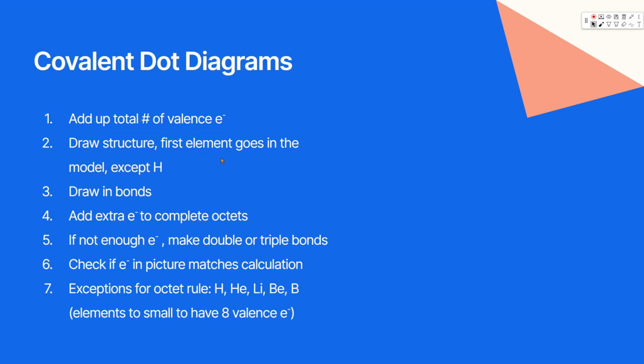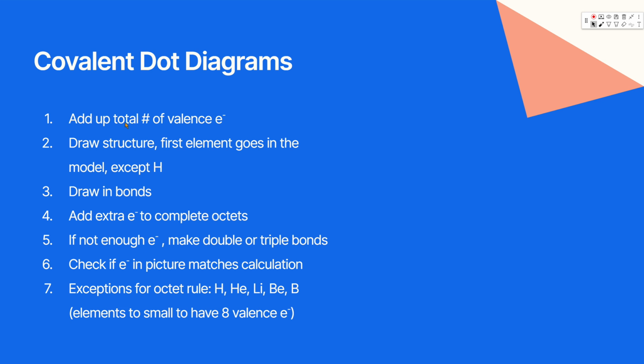Covalent dot diagrams can be drawn with a very few simple steps. First, you add up the total number of valence electrons in the given elements of your molecule. Then, you draw the structure, where the first element of the molecule goes in the center of the model, except for hydrogen. Then you draw on the bonds and the surrounding atoms of the central atom, and then you add in extra electrons to complete the octets, and if there's not enough electrons, you put in double or triple bonds.